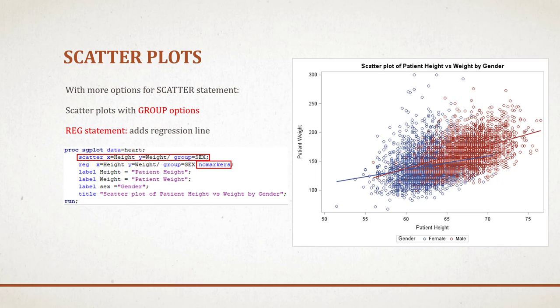Let's look at an example with the Reg statement for adding regression lines and group option for both scatter and Reg statements. Group option and scatter statement separates gender into female and male and displays observation points in different colors.